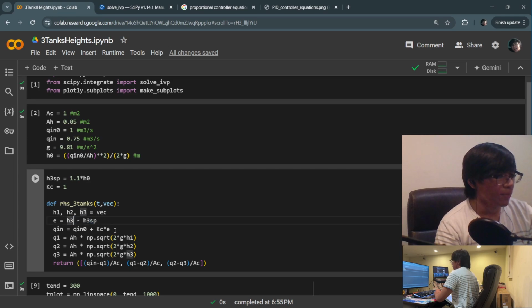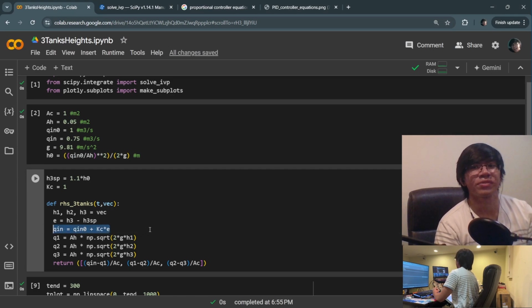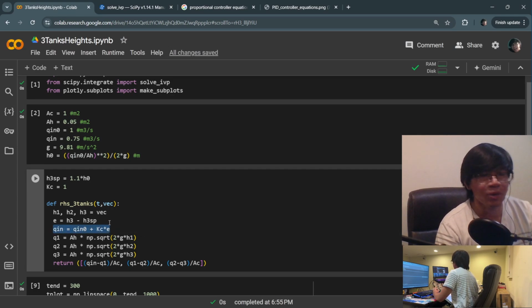So what's happening right now is if our height is too high and our set point is lower than that, this error will be a positive number. But if E, our error, is a positive number, and obviously Kc is also a positive number, and that is added to our inlet, then that's also a positive number. Meaning that if our height was too high, our inlet would continue remaining positive, which is not what we want to do. The sign matters in this case.